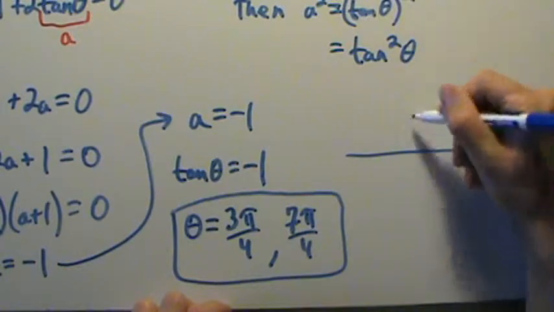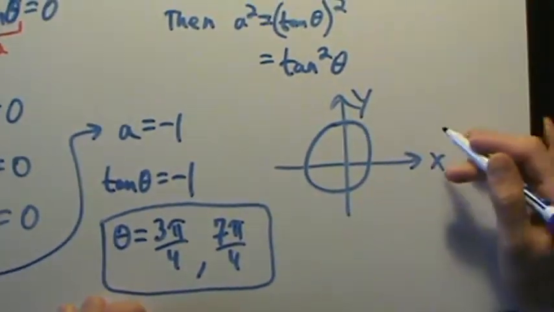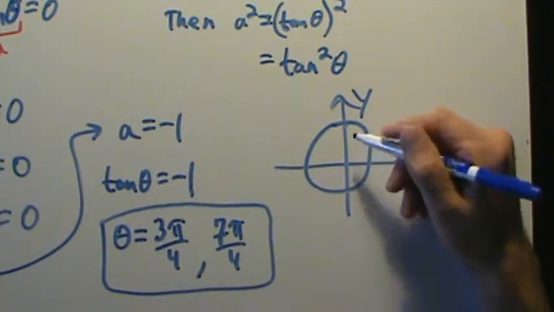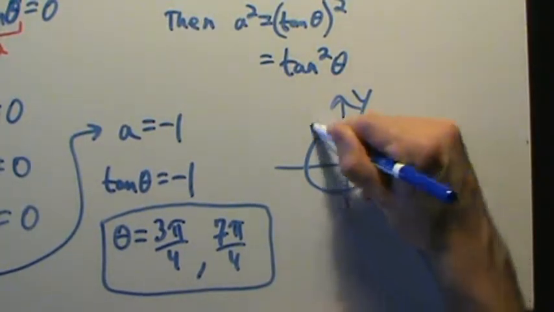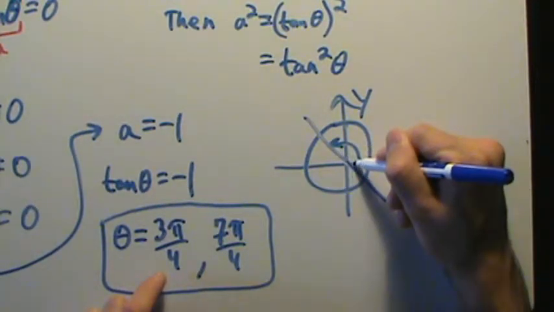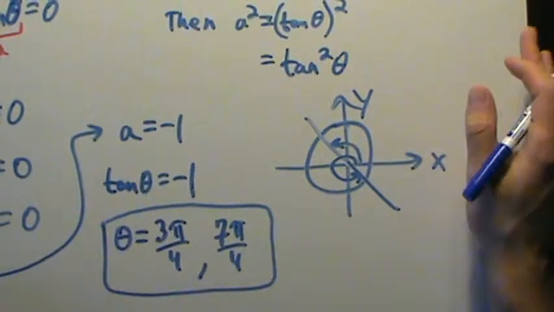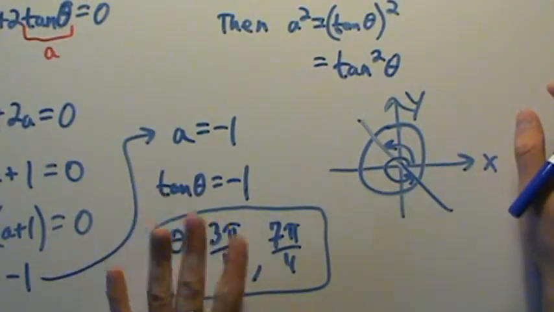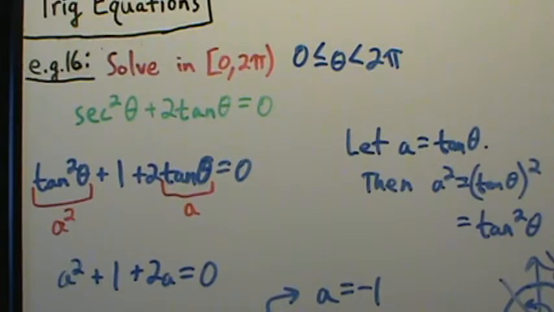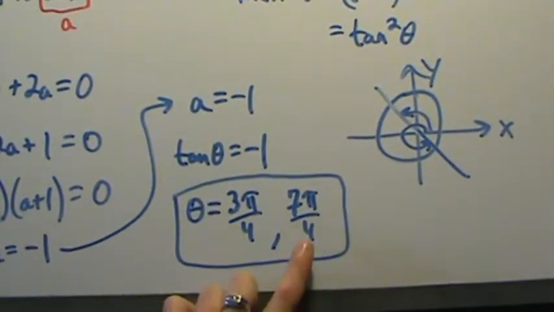If we were to draw those on the unit circle, x-axis, y-axis, big old unit circle, we know that tangent is negative in quadrant 2 and quadrant 4. So 3 pi over 4 is this one here in quadrant 2, and 7 pi over 4 is this one here in quadrant 4. Again, it's just a matter of knowing these special values on the unit circle. So that's it for example 16 of solving trig equations, and we have 3 pi over 4 and 7 pi over 4.